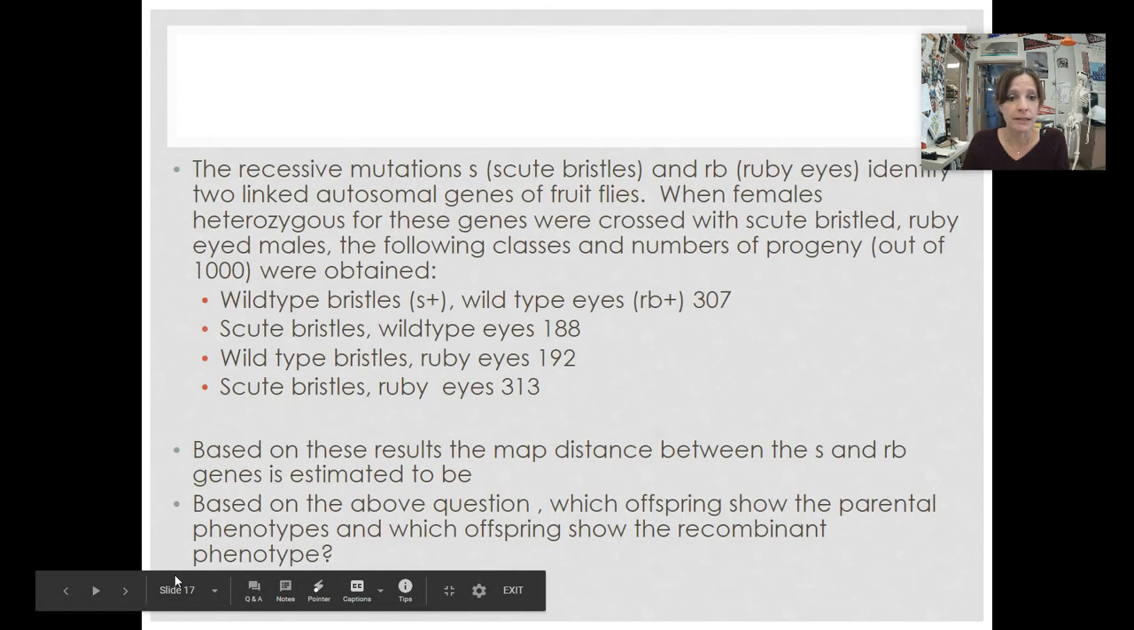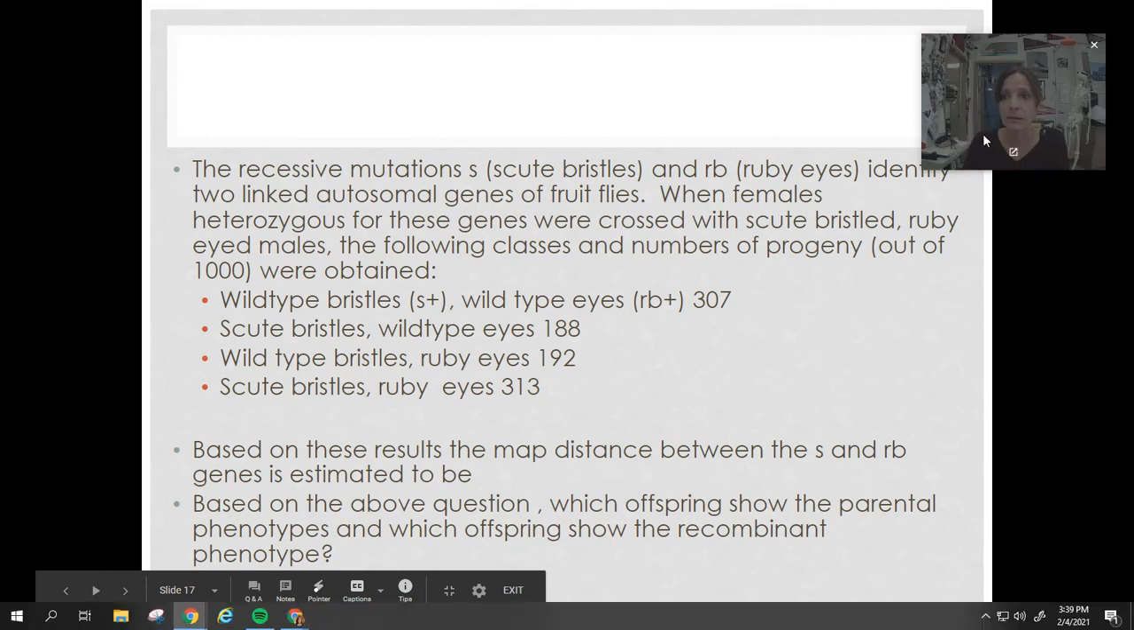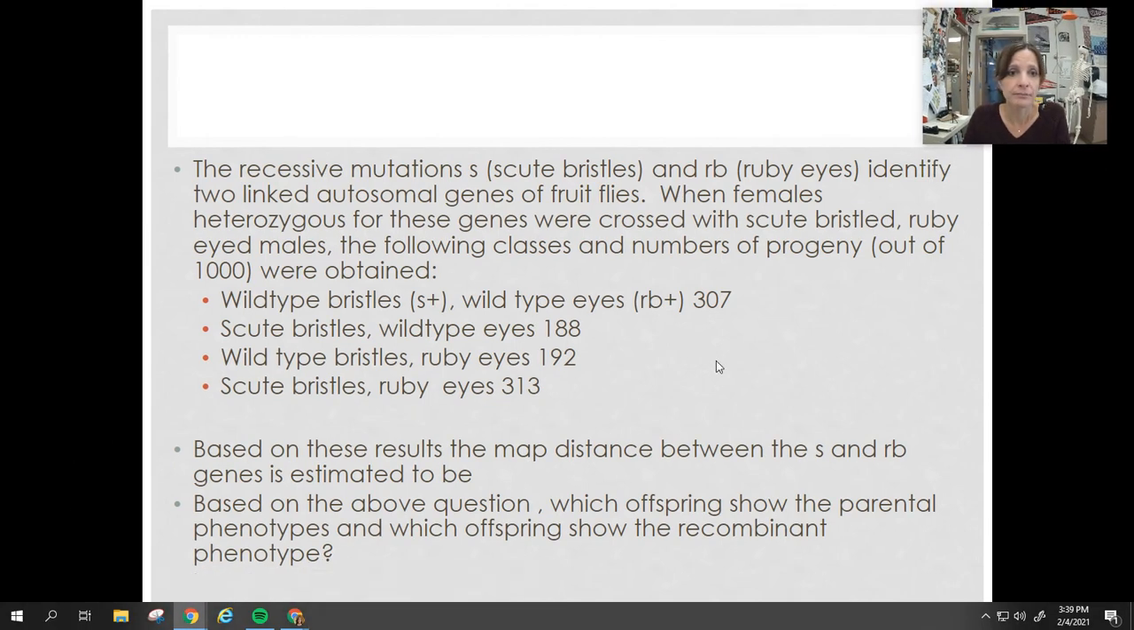All right, here is another one. So go ahead and pause the video. On this one, you're looking for bristle type and eye color, okay? The other thing I wanted to tell you was that whenever you see wild type, it just means the natural form, what it is in nature, and these are dominant. So wild type bristles are going to be dominant, and wild type eyes are also dominant. And so the opposite, the mutation, would be the scute bristles and the ruby eyes.